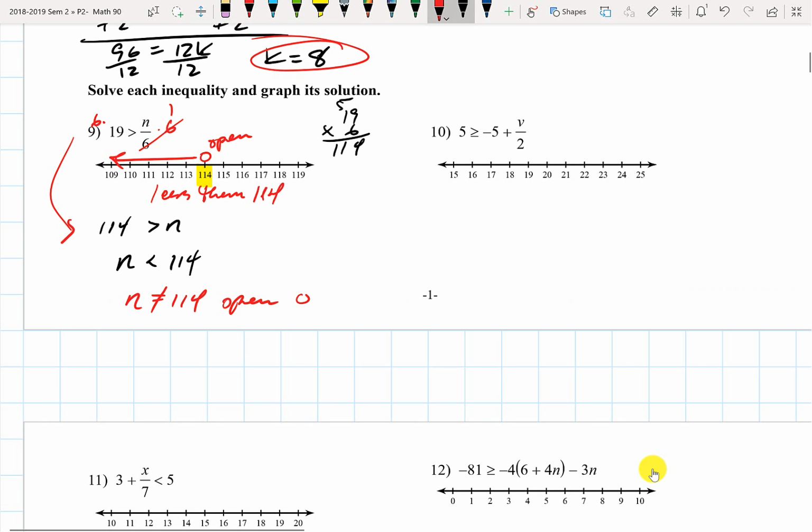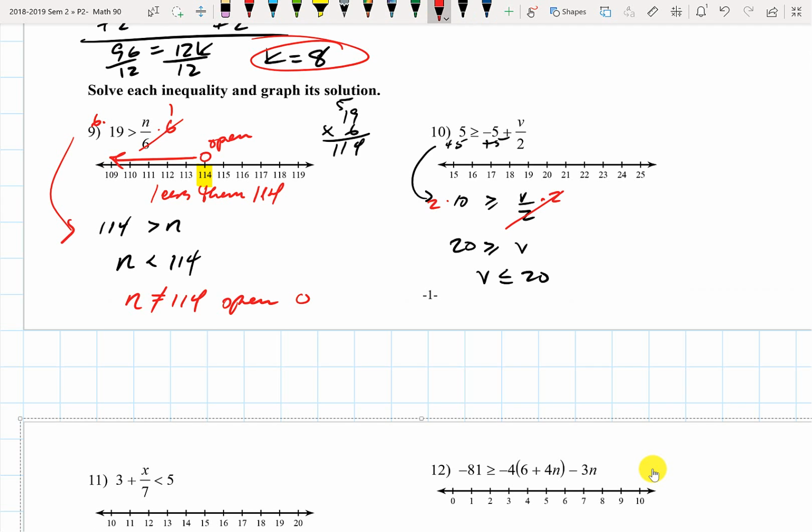Okay? Okay. On the next one here, we're going to add the opposite. So we get 10 is greater than or equal to v divided by 2. Multiply by 2, just like on the previous equations. And you get 20 is greater than or equal to v, which means v is less than or equal to 20. Now 20 is a solution because of the equal to portion here. So there's 20 right here. So we're going to go closed here, and all numbers less than or equal to 20 exist to the left. Okay, this is less than or equal to, so 20 is a solution. So go closed. So if you see the equal sign, it's closed. If you don't see the equal sign, it's open. It's that simple.